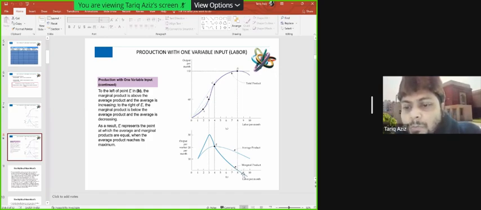So marginal product has become 0. So when marginal product curve has come down below this line, it means it has become negative. And at this point, the marginal product is actually 0. So this is the law of diminishing returns.